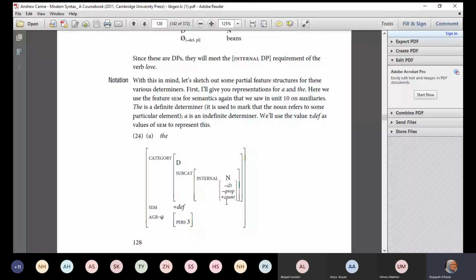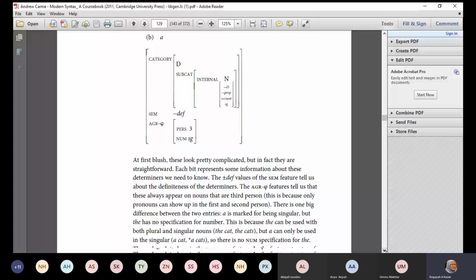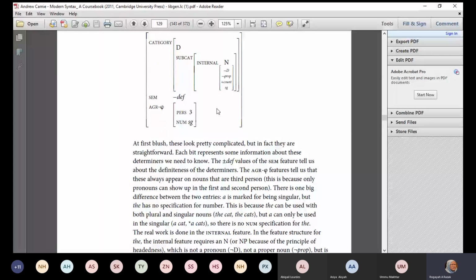And then you have the semantic. D carries a definite meaning. And then agreement feature, person, third person. Okay. So at first blush, at first sight, at first glance, this looks pretty complicated. But as I said just now, we started from the very minimal to what it is now. So it doesn't look complicated. I hope for you, it doesn't look complicated because we know how we built it. But in fact, they are straightforward.